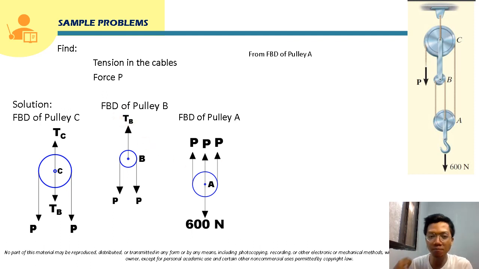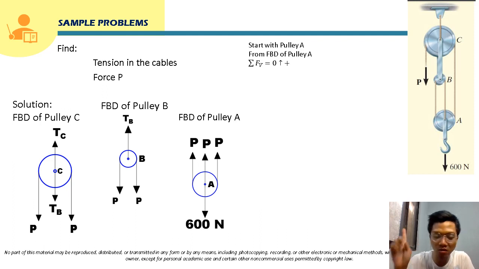And so from here, again, we are asked to solve for the tensions in the cables and force P. To solve for force P, we can start from the free body diagram of pulley A. We can directly solve for P since the only unknown here is force P. So we use summation of forces vertical from the free body diagram of pulley A.